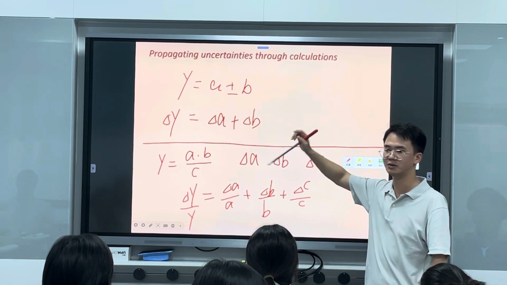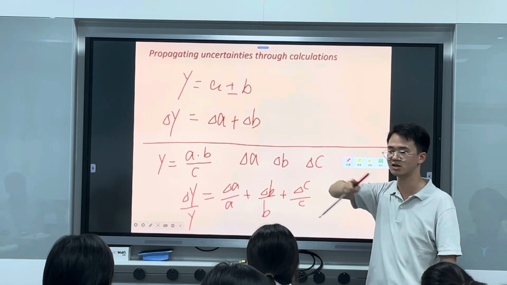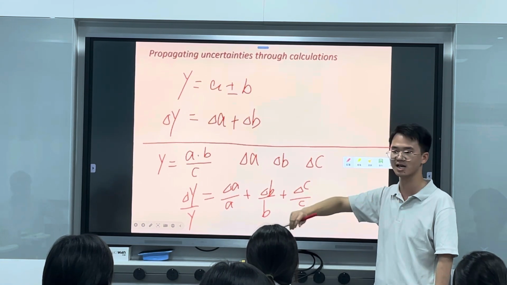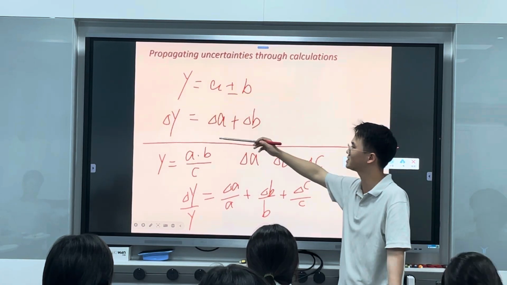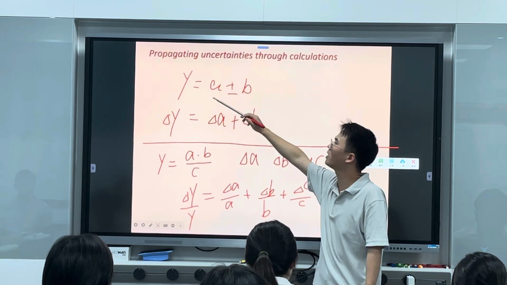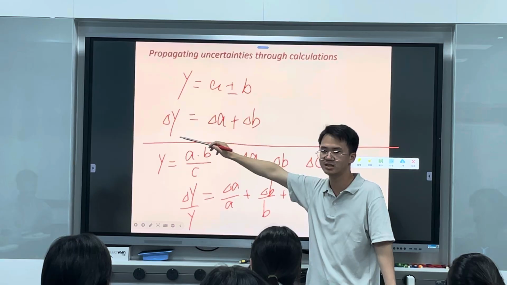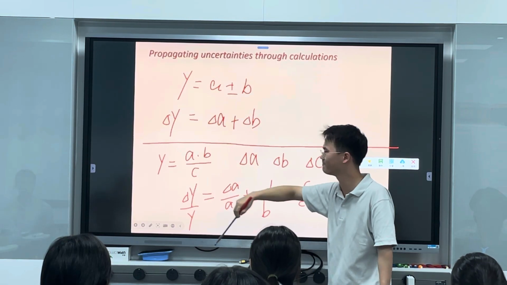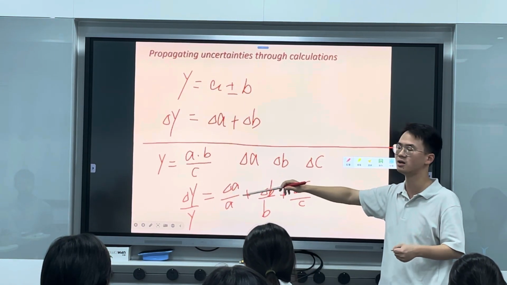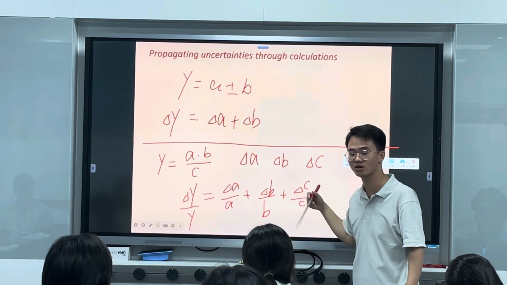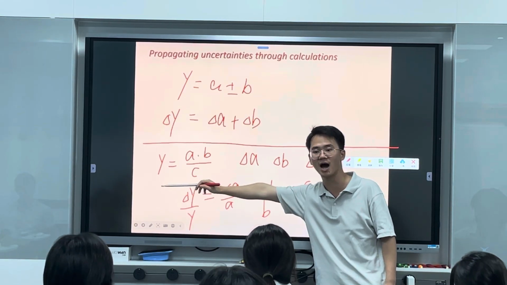For uncertainty, we always plus. Okay, there's no minus, there's no multiplication, always plus. It's just what to plus. For plus and minus, we directly add the absolute uncertainty. For multiplication and division, we add the fractional uncertainty to get the fractional uncertainty of y.